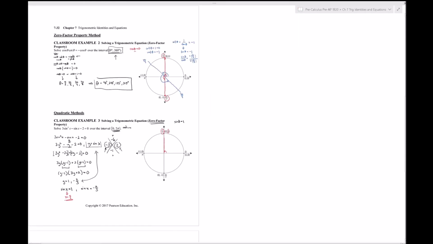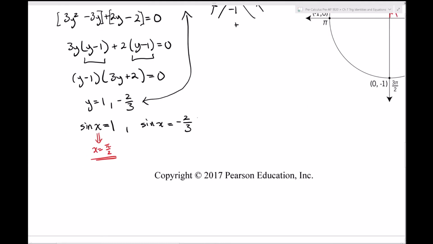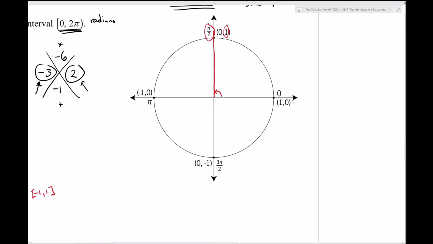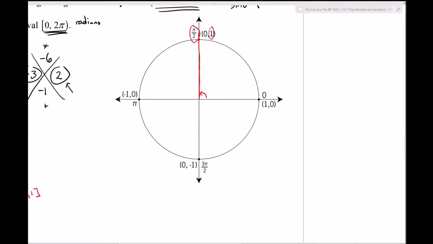This one here, negative 2/3. Negative 2/3, by the way, is inside of the interval negative 1 to 1. So sine has a solution. Sine x equals negative 2/3 should have a solution, and I believe it's going to have two solutions. So I'm expecting two numbers that make that true. So let me write that over here. Where is sine x equal to negative 2/3?